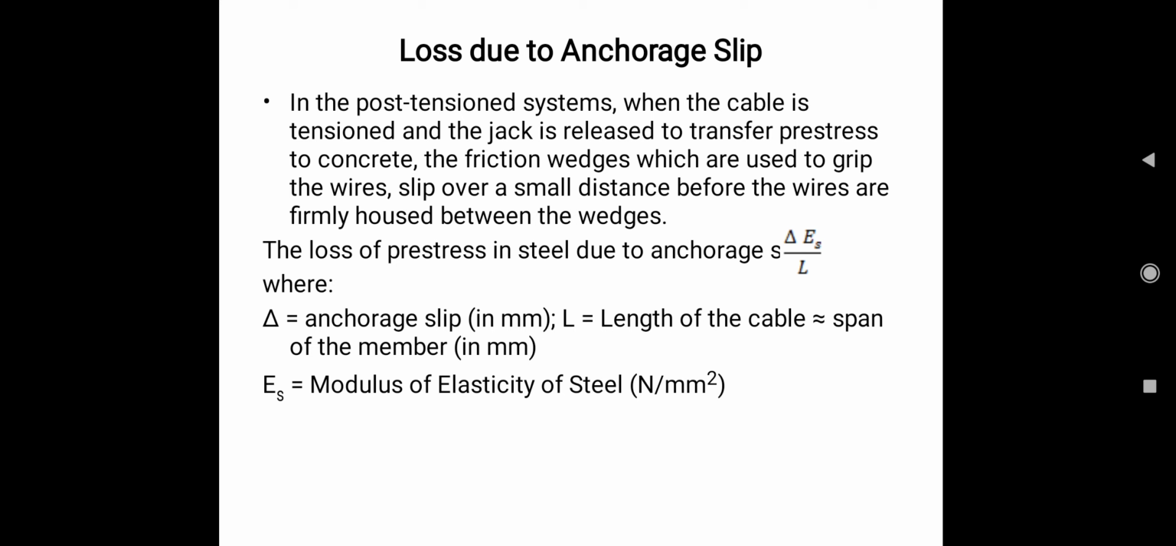The loss due to this anchorage slippage can be calculated using the formula AE by L. The loss of pre-stress in steel due to anchorage can be calculated using the equation S is equal to delta ES by L, where delta is the amount of anchorage slip in millimeters, L is the length of cable in millimeters, and ES is the modulus of elasticity of steel which is used in the construction, in terms of Newton per millimeter square.